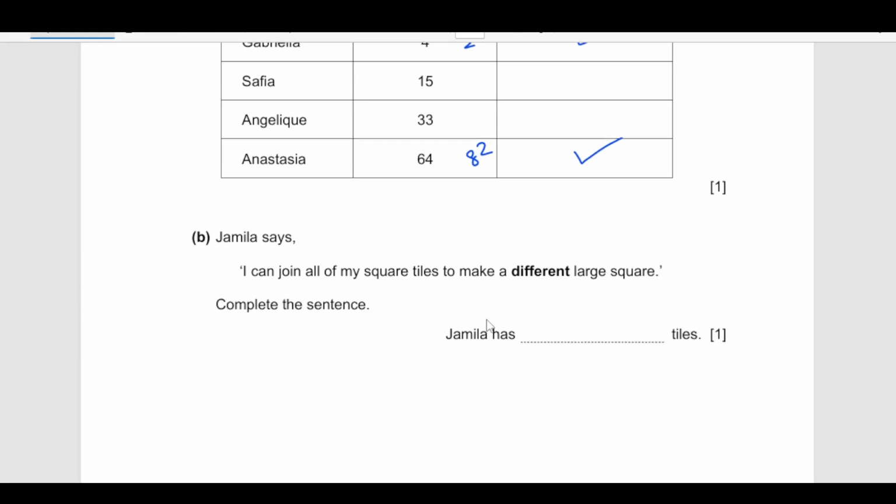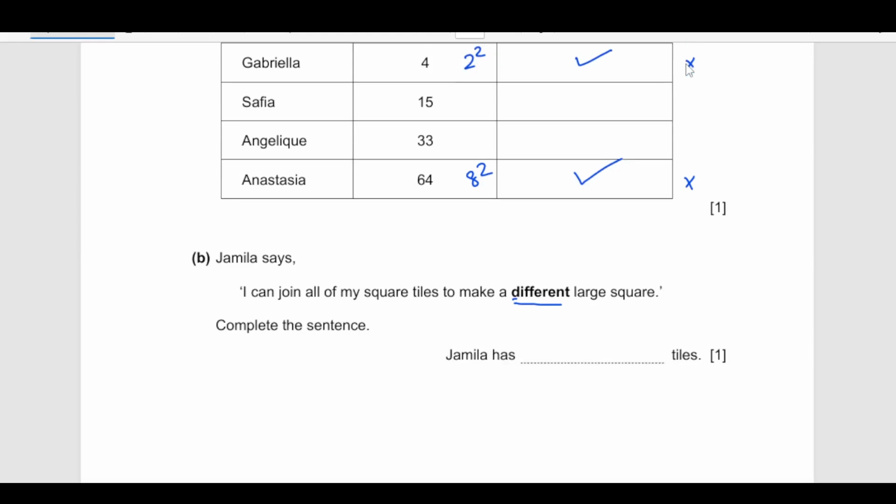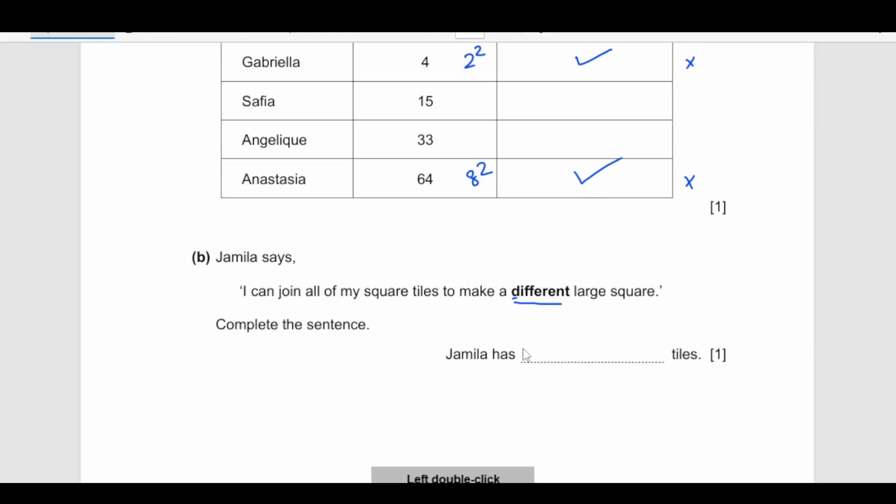Now Jamila says, I can join all my square tiles to make a different large square. Complete the sentence. So she is making a different large square, not this one. So we have to leave this one. Here we had 9, leave 9 and 4 and 64. So there can be any other square number, like she may have 16, she may have 25, she may have 36, but we will leave the ones that were used in part A.